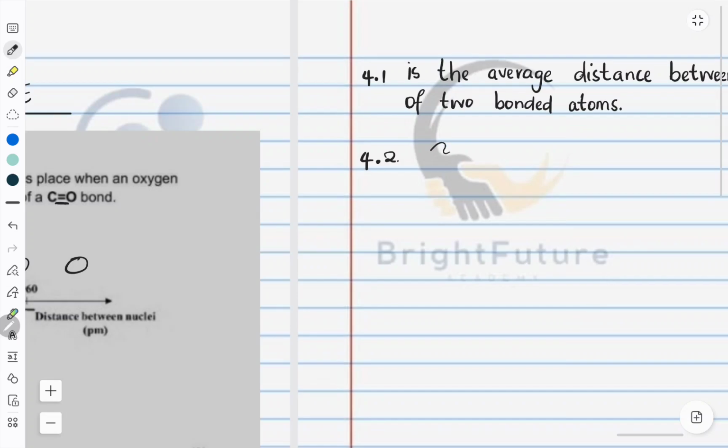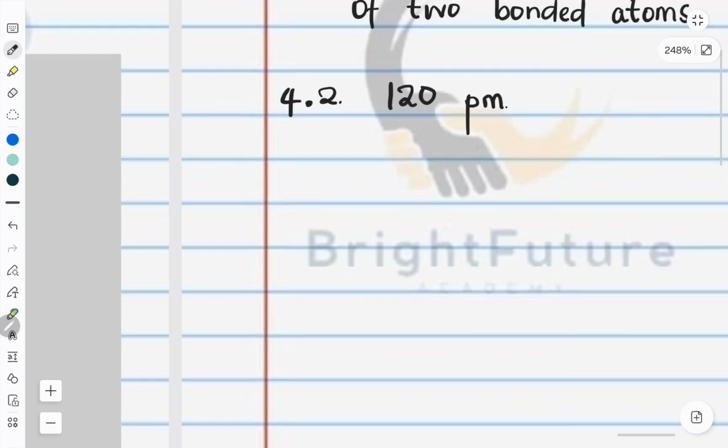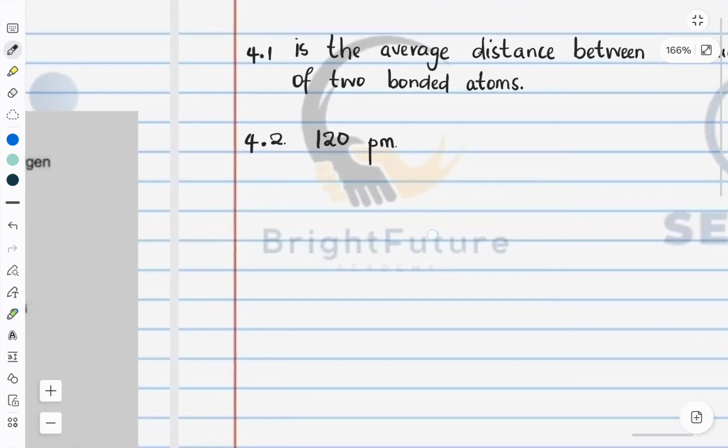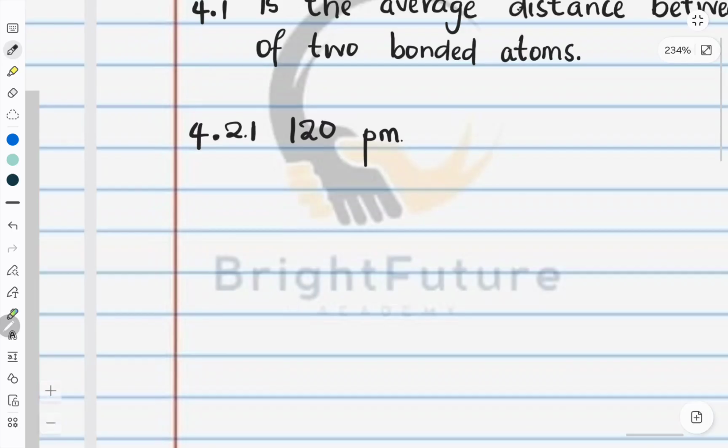PM, not PM for time, but picometers. Remember, pico is times 10 to the power minus 12. Then there's 4.2.2.